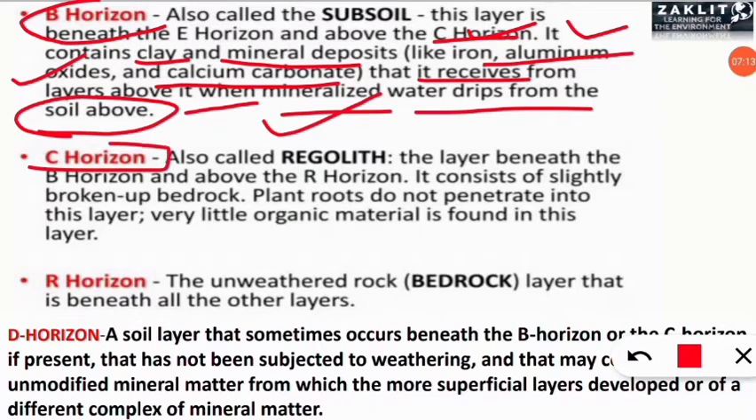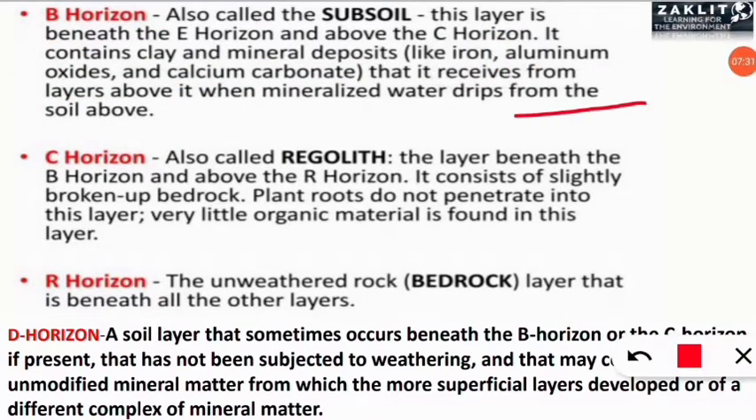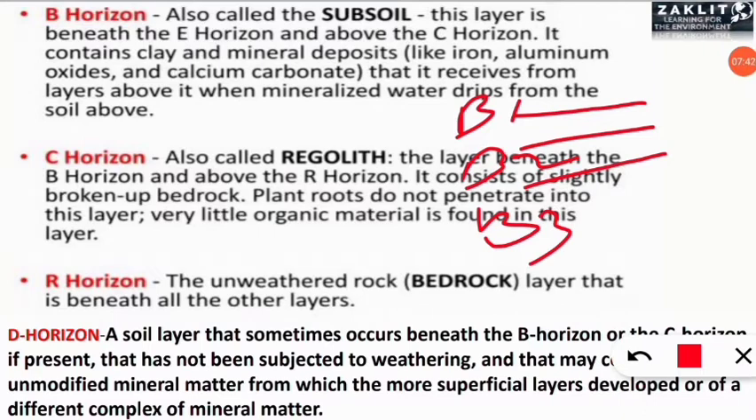Next is the C horizon. So before moving to the C horizon, I would like to say that in some cases the B horizon is also divided into 3 horizons. Yes, it has 3 parts. One is B1, next will be B2 and the third one is B3. So I will tell the typical characteristics, no need to go deep inside that.